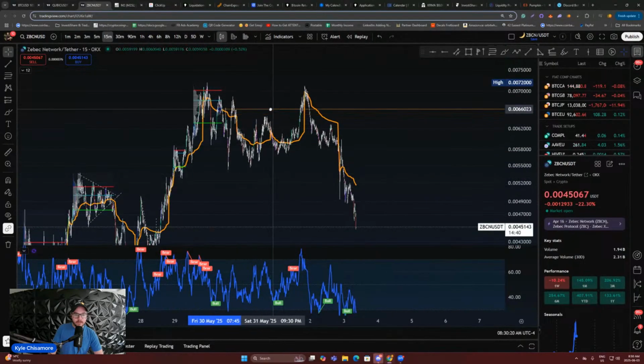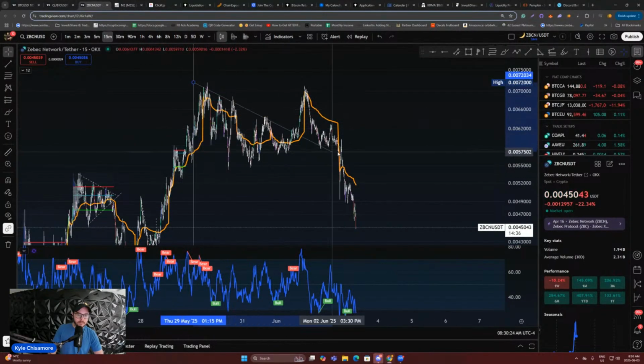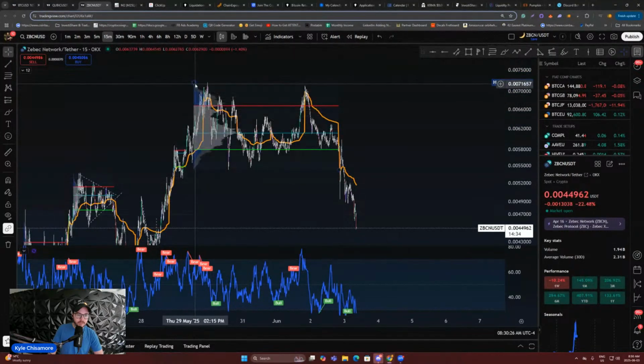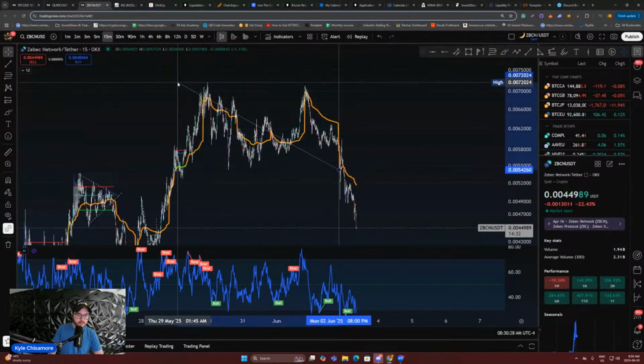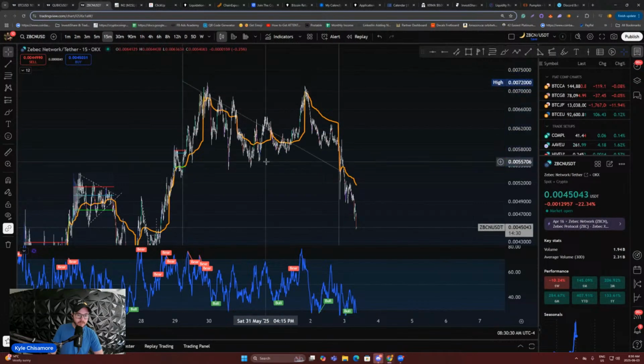Okay, so we can delete that. We don't need that anymore. So I hope that helps you out. Let's get this updated from here to here. And we can include the demand zone from here.